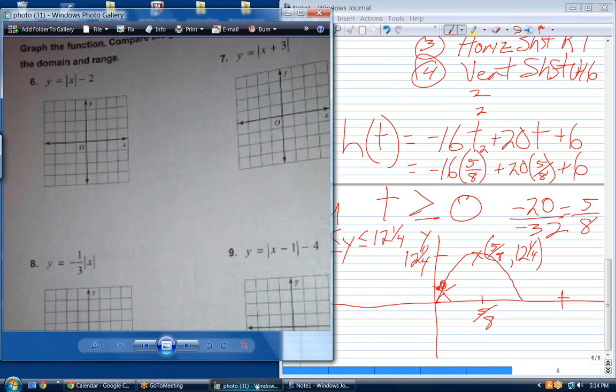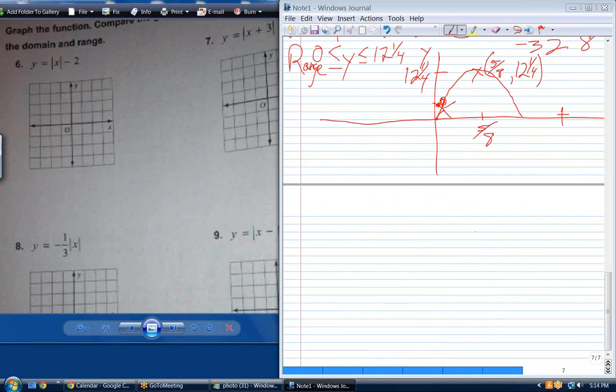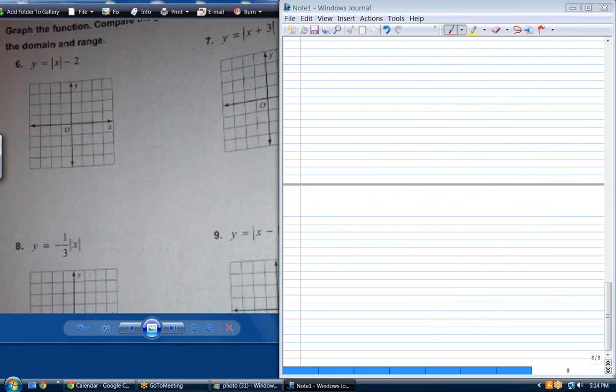And let's have a quick look at this page here. All right. So they want the domain and range, plus they want us to say how this function varies from the square root or from the parent function. The parent function being this function. And that function looks like a v.